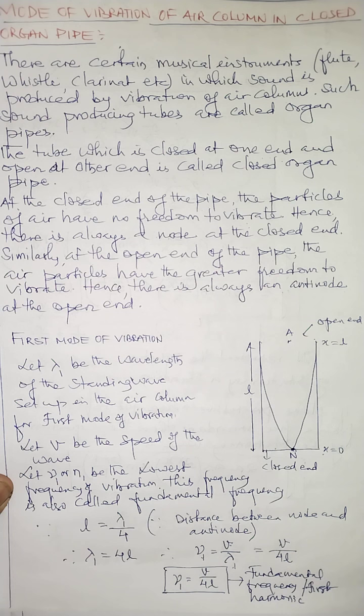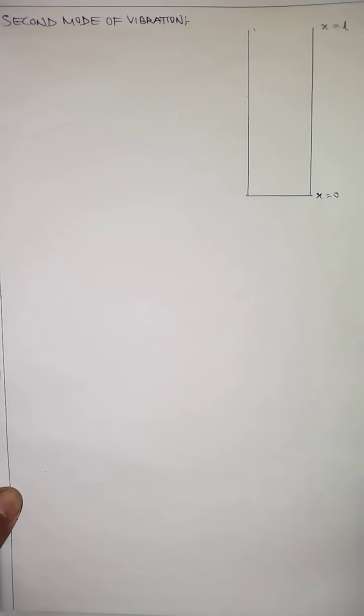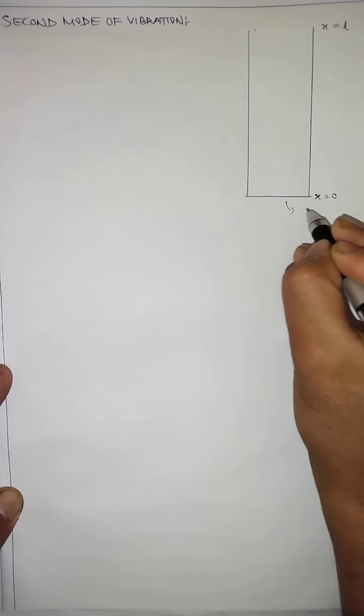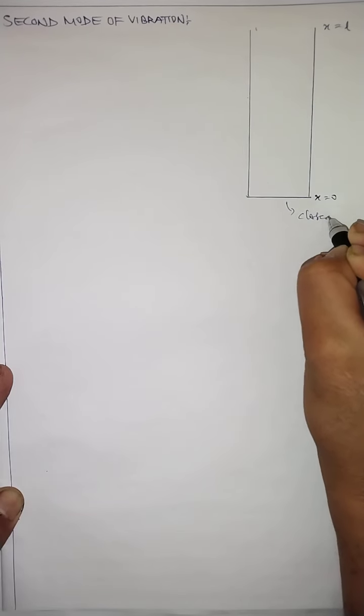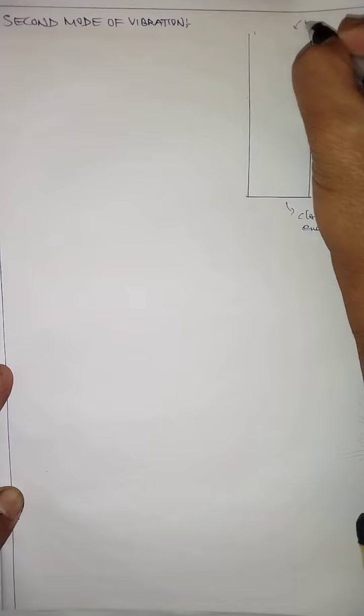Now we go to the next mode of vibration, which is called the second mode of vibration. In the second mode of vibration, we take the same organ pipe whose one end is closed. This is the closed end, and this end is the open end.